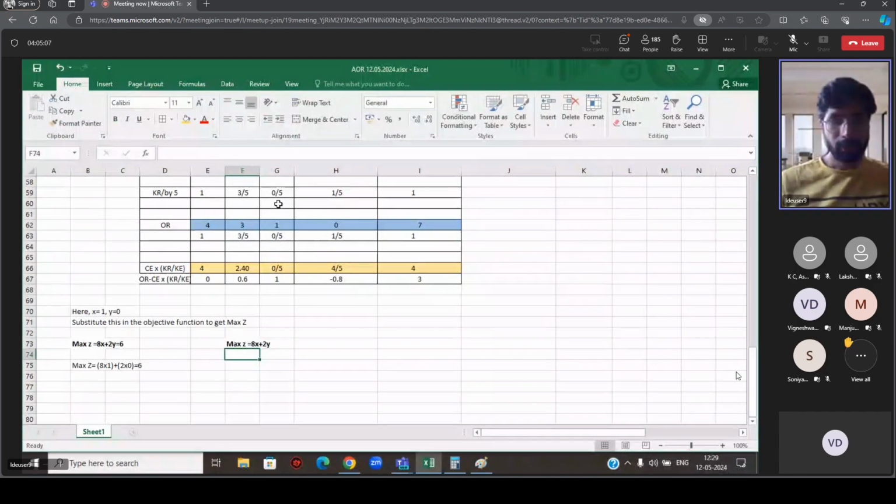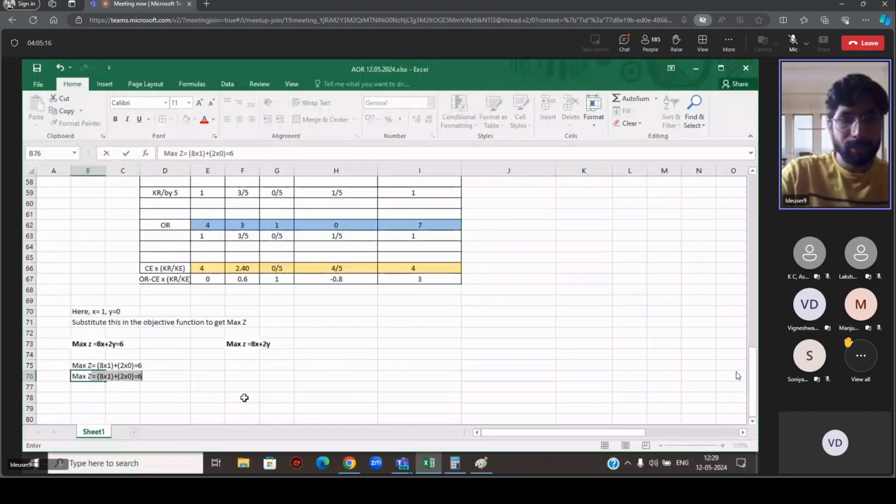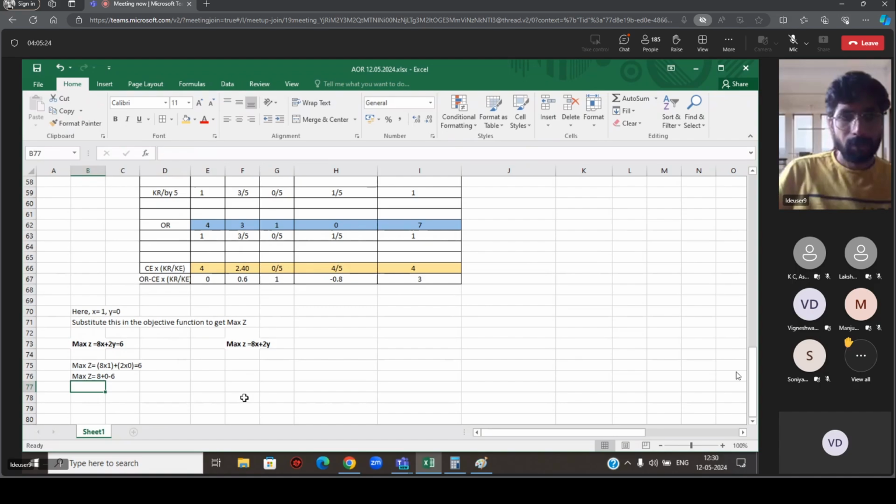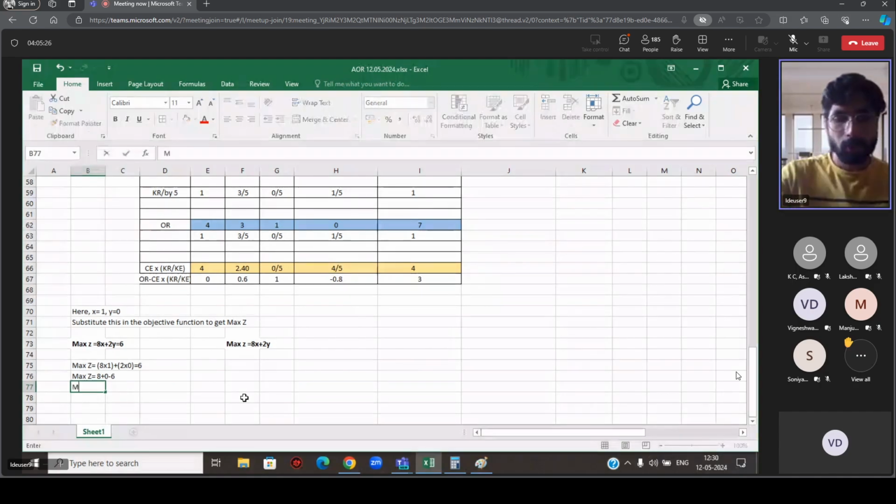Okay, so what is the thing? Max z is equal to how much is that? 8, plus 0. When 6 comes to this side, it's going to be minus 6. So what is max z? Max z is equal to 8 minus 6, so that's going to be plus 2.